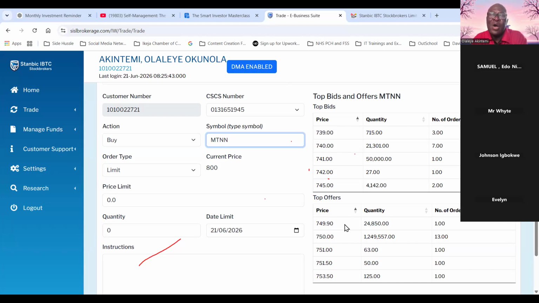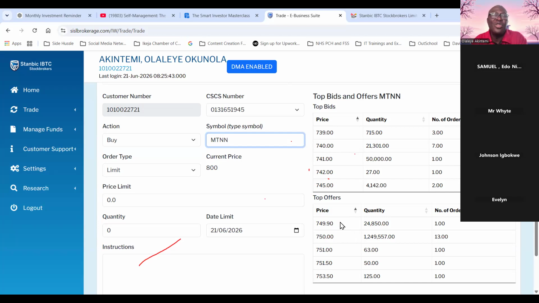So this is how smart investors buy. The person that says 739, that is top bids. That's what people are saying they want to pay. But the lowest amount amongst the people that want to sell is 749.95. So if I buy at the lowest offer, I will be gaining about 50 Naira per share on all the stocks that I buy.